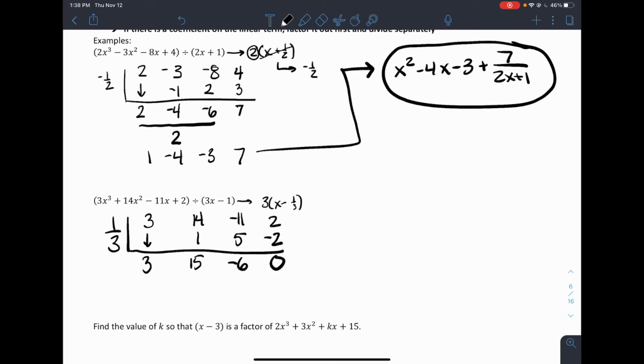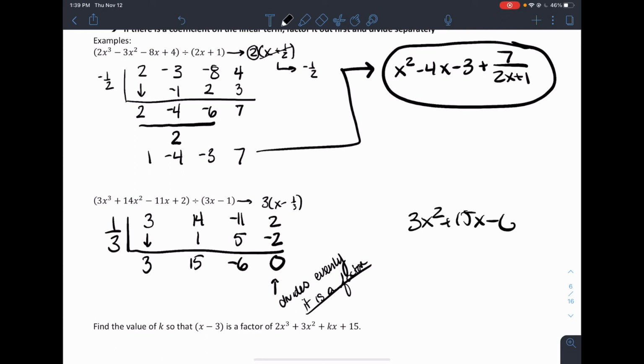Look at that. The remainder is 0, so that means this divides in evenly. If something divides in evenly, then it is a factor. So my quotient here is 3x squared plus 15x minus 6.